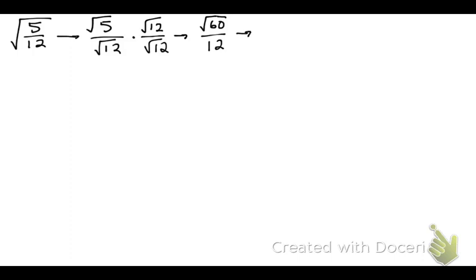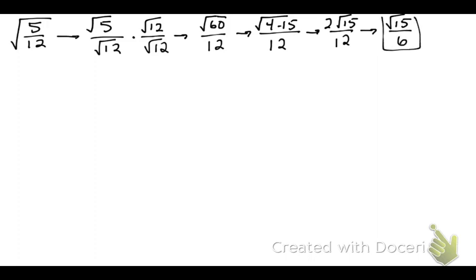The square root of 60, well, let's see, that's 6 times 10, but that's not helpful. It's also 4 and 15. And the square root of 4 is 2, so this is 2 root 15 over 12. But 2/12 reduces to 1/6, so we have root 15 over 6.